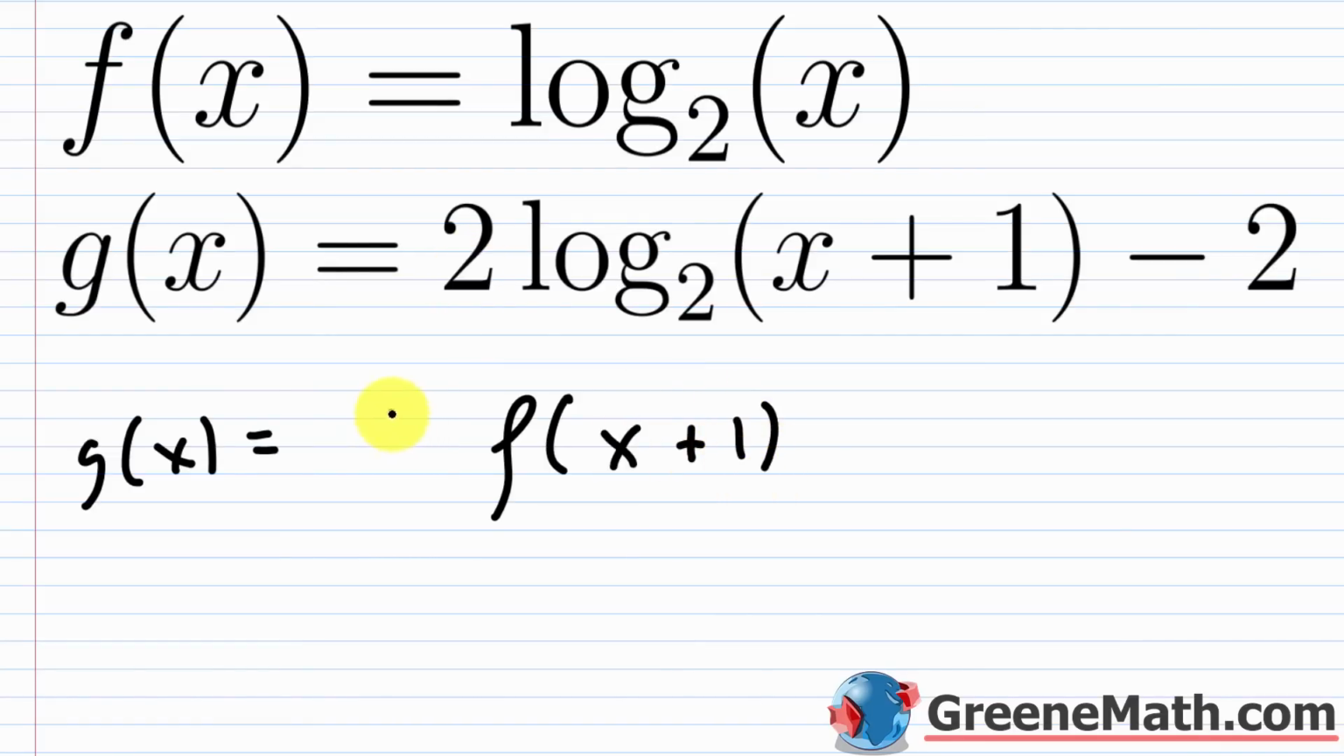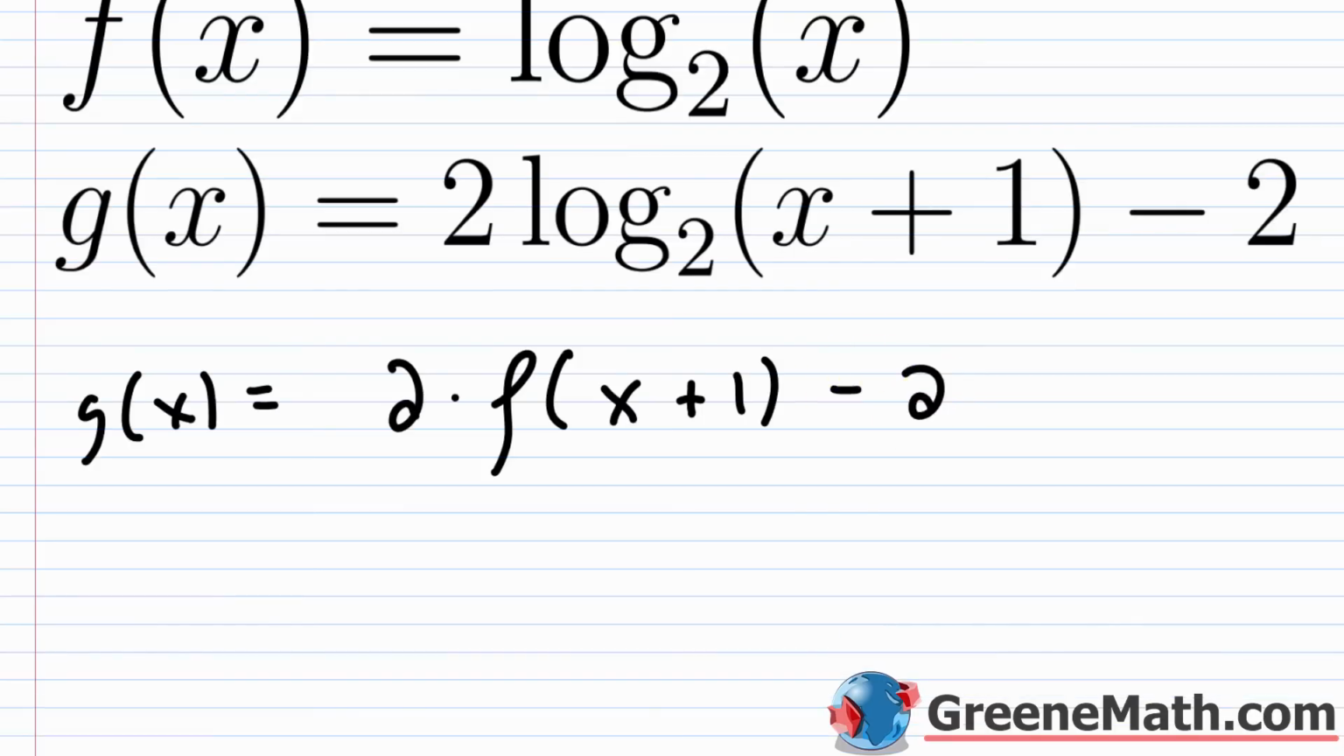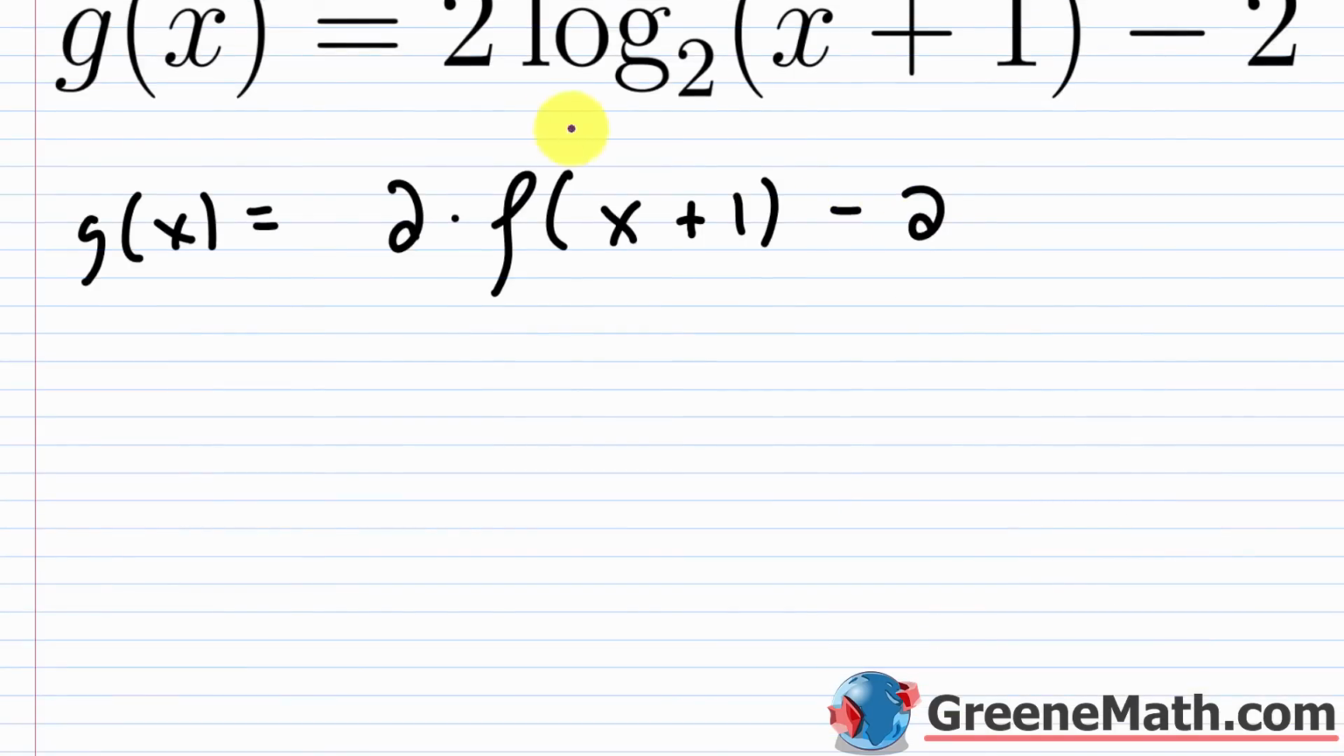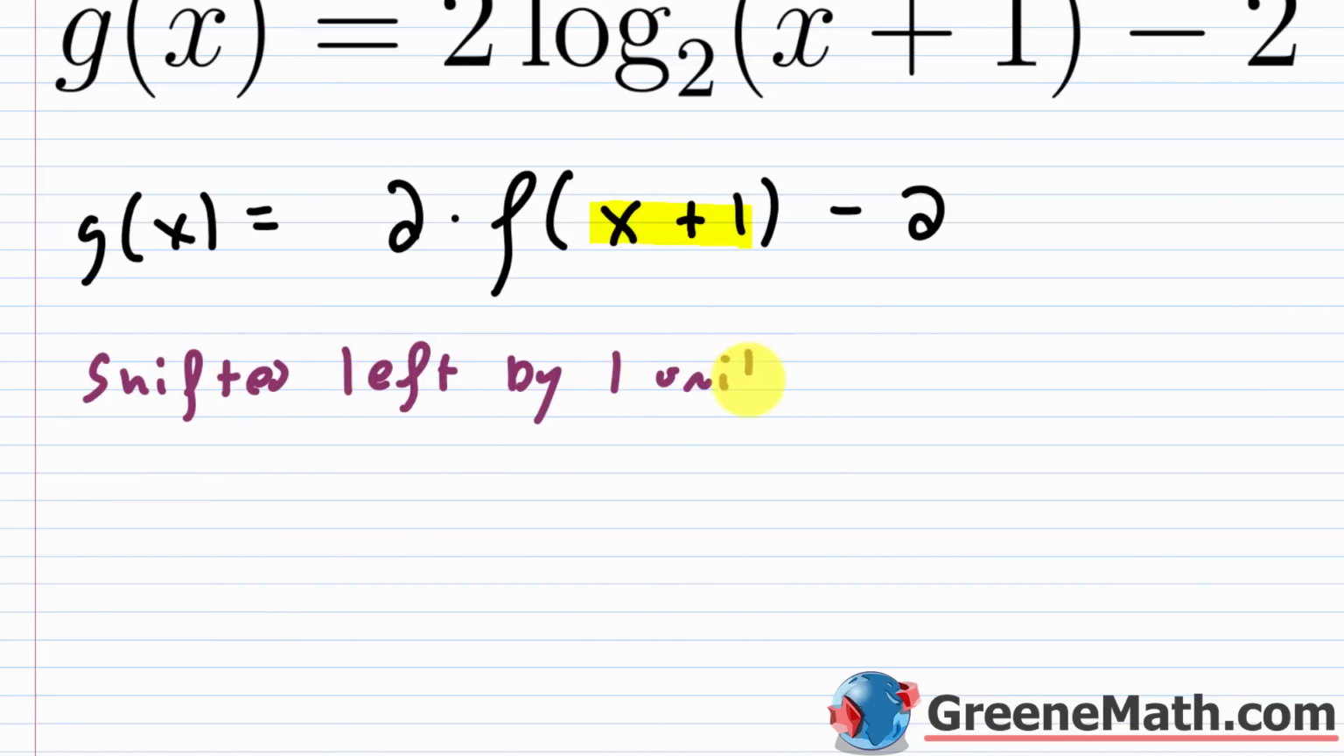You have this 2 that's multiplying that. So let me put that out in front. And then you have this minus 2 right here. Okay, so there's a few things that are going on. First, I'm going to start with this inside part here, this x plus 1. That is a shift to the left by 1 unit. Remember, if it's on the inside, it's always the opposite of what you're thinking. So this would be shifted left by 1 unit.